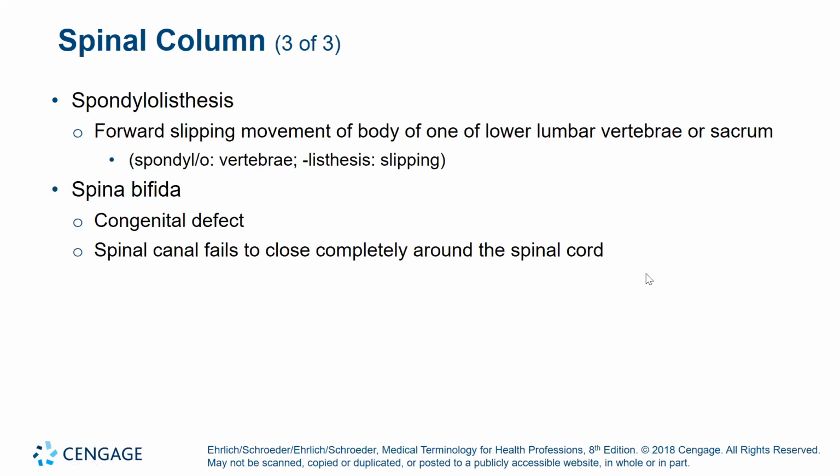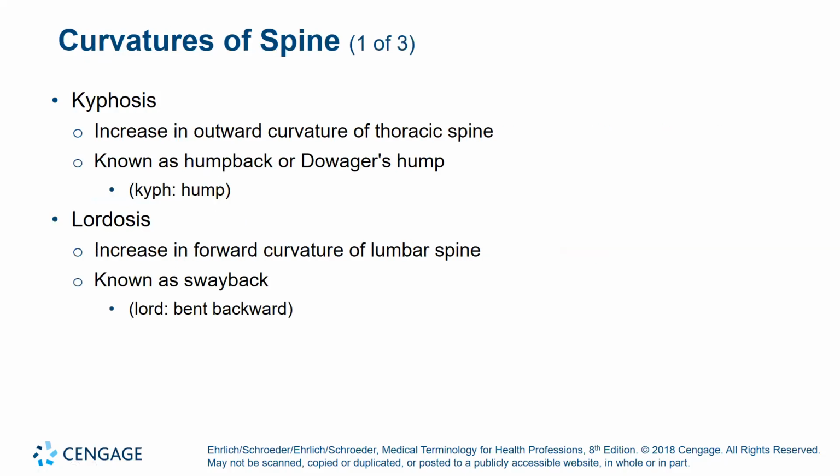Spondylolisthesis, it's forward slipping movement of the body of one lower lumbar vertebra or sacrum. So you can break that term down also. Listhesis is slipping, spondyle is vertebrae. Spina bifida is a congenital defect, and it is due to a lack of the nutrient folic acid during the early stage of pregnancy. So it is a congenital defect. The spinal canal fails to close completely around the spinal cord. That is what happens with spina bifida.